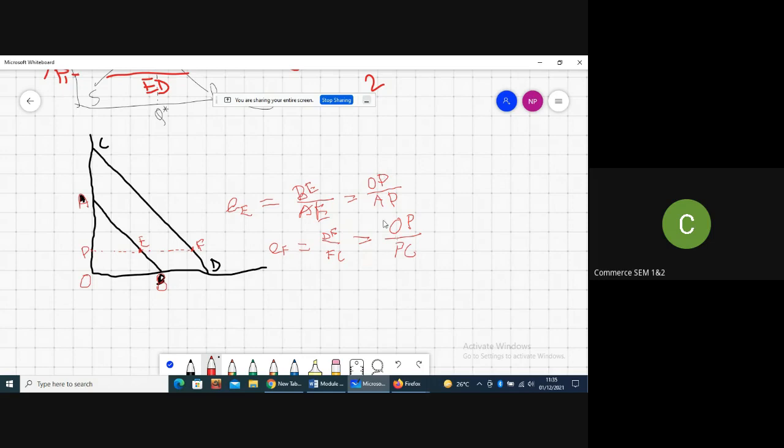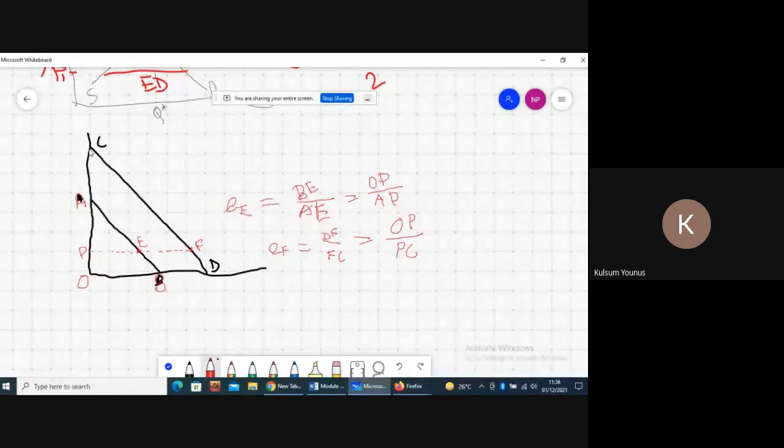So which one is higher among this one and this one, these two? Which one will be bigger? OP divided by PC. PC will be bigger? You can see that this distance PC is higher than AP. PC is higher than AP. So on the numerator we have the same.